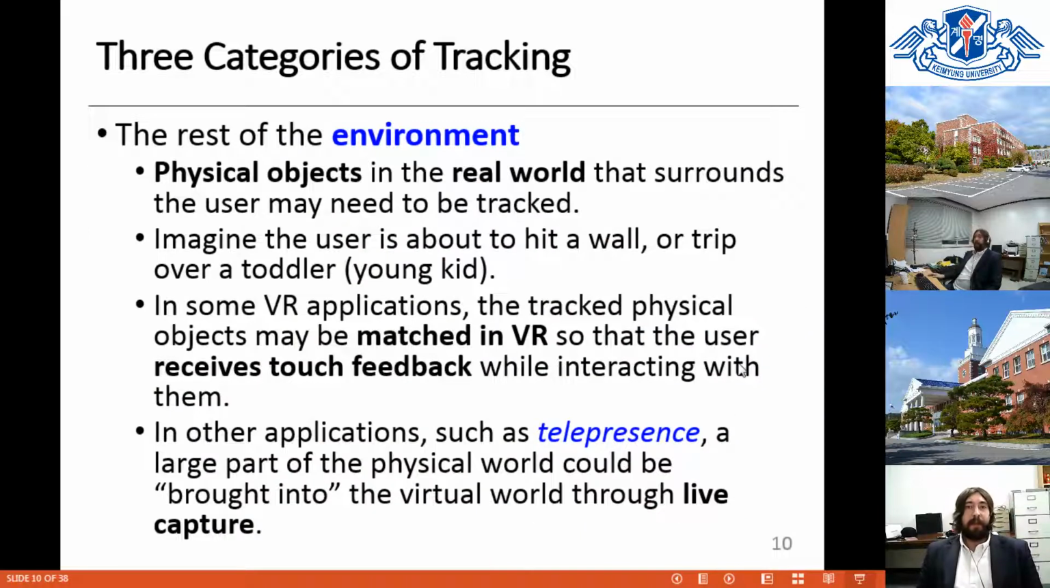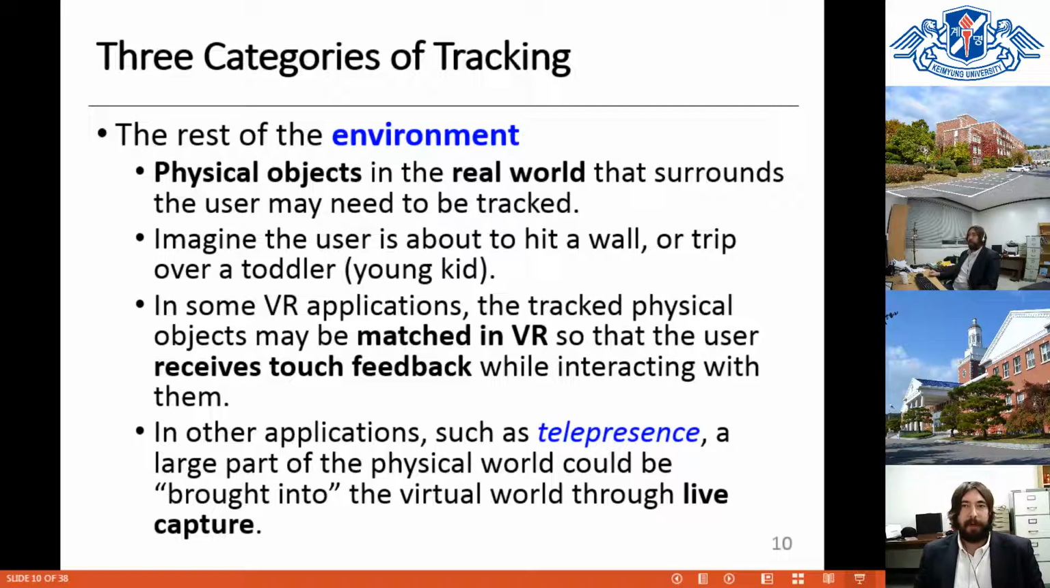So the last category of tracking is related to the environment. As you know, physical objects in the real world which surround the user may need to be tracked. That might be objects like a river, a stream of water, or a sea, or some tree with leaves on it, or flowers. Imagine that a user is about to hit a wall or trip over a toddler. And many other examples can also be mentioned here.